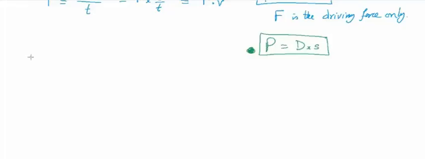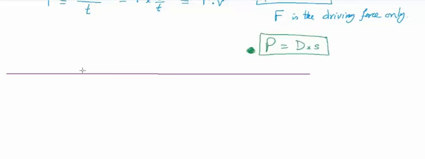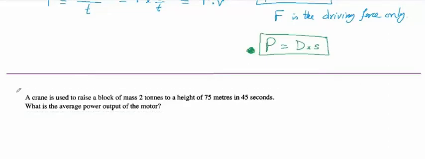Now we will do some questions as practice. You can say this is example number 1. A crane is used to raise a block of mass 2 tons to a height of 75 meters in 45 seconds. What is the average power output of the motor of that crane?